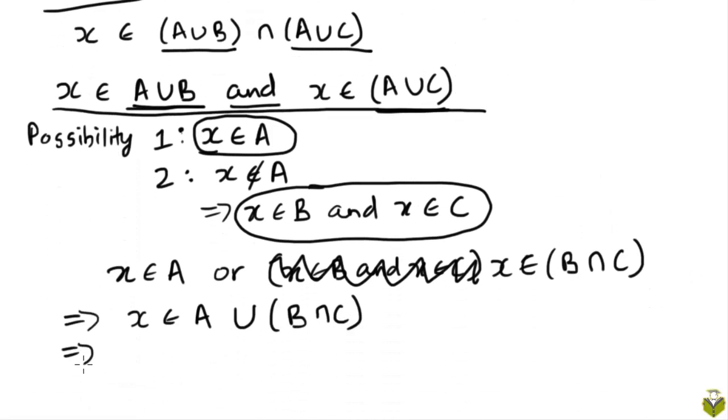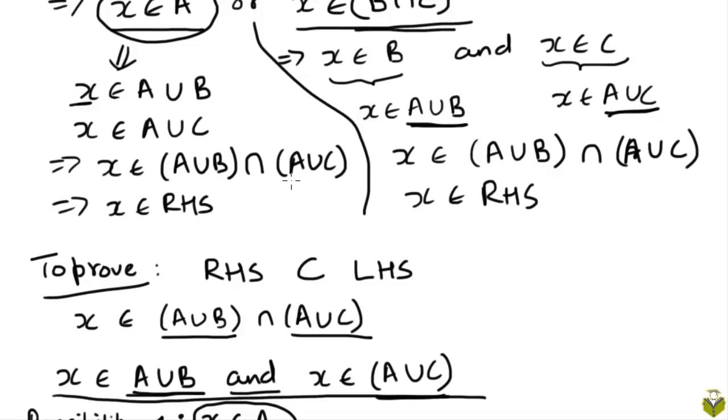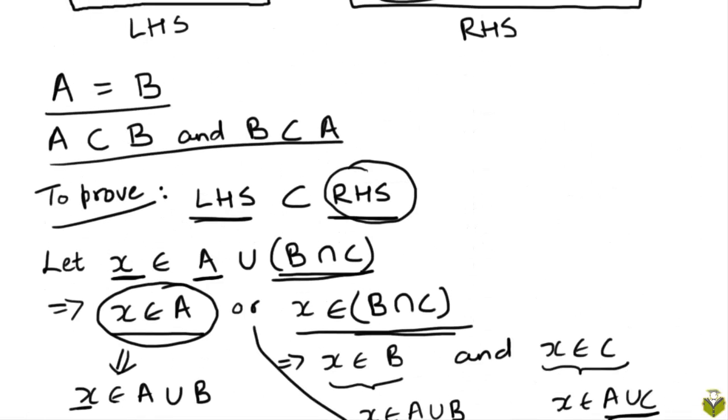So we have proven that the arbitrary element X that we drew from the set on the right hand side is also an element of the set on the left hand side. So the right hand side is a subset of the left hand side. So combining this with the result that the left hand side is a subset of the right hand side, we have proven that the two sets are actually equal.